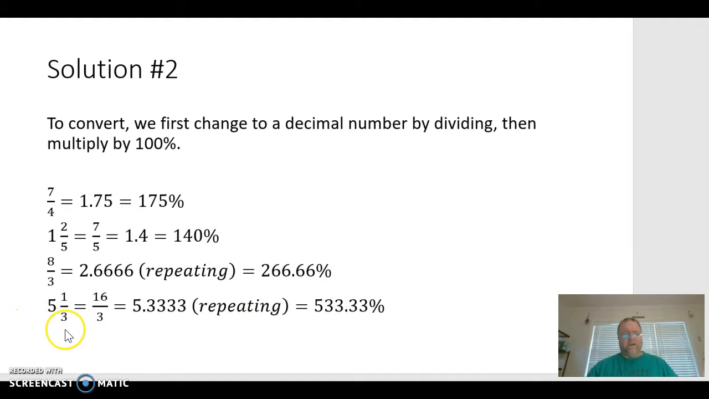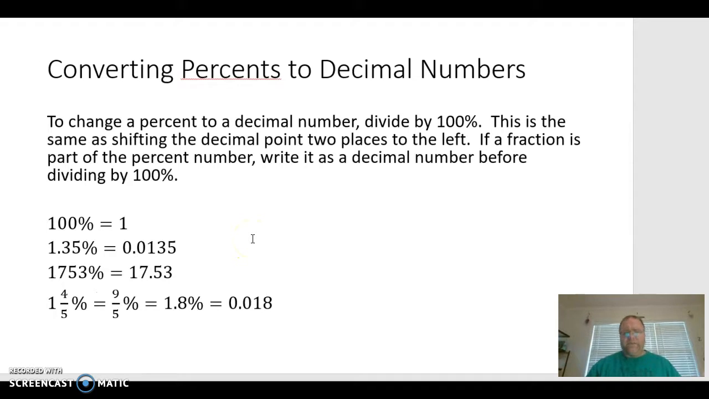And the last one, 5 1/3, convert that to an improper fraction by saying 5 times 3 is 15, plus 1 is 16 over 3. That's how I got my 16 over 3. And then we divide, we get a repeating decimal. We just stop at 4 decimal places, and then we move that decimal point 2 places to the right to get 533.33%.